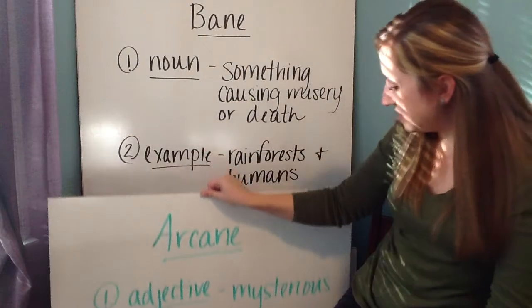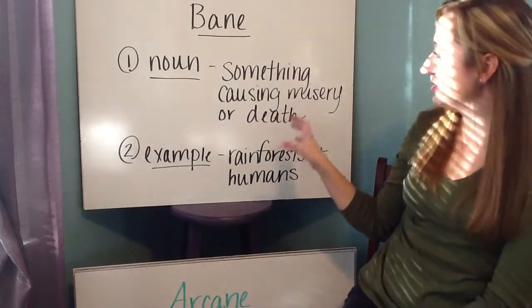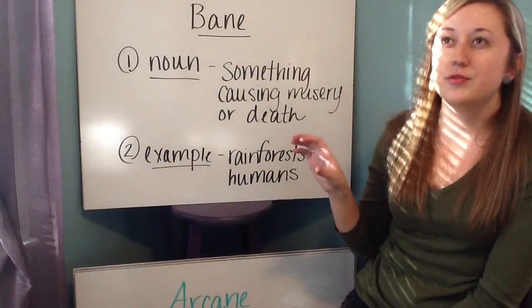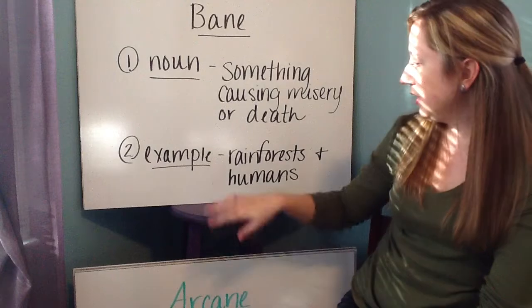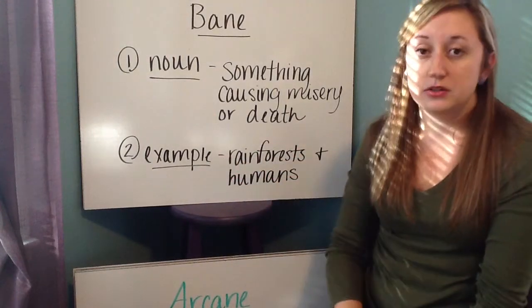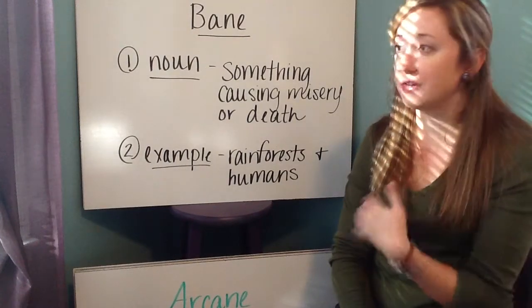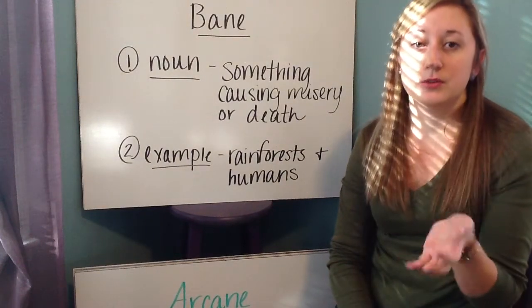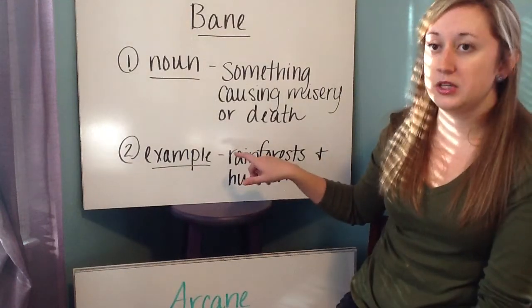Alright, your next word is bane. It is also a noun, and it's something that causes misery or death. Okay, so you've probably heard people use this in different kinds of conversation. The example I put down is rainforest and humans. Okay, so humans go into rainforest and they cut down the trees, or they do something that ends up hurting the rainforest. So humans are the bane of rainforest.